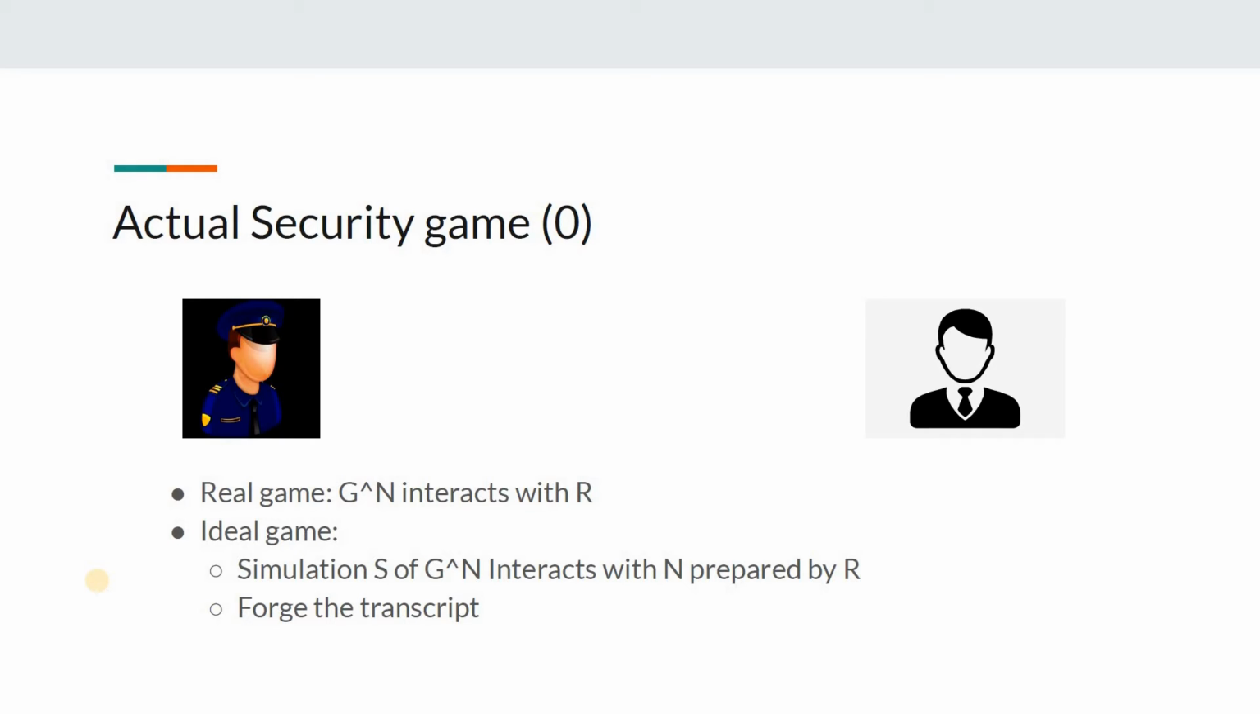And we have 2 games that can be performed. One is the real game, in which the government, G, will interact with the respondents, and the ideal game is that we will have a simulation S of the government G, which will interact with the nature prepared by the respondent, and this will forge the transcript.